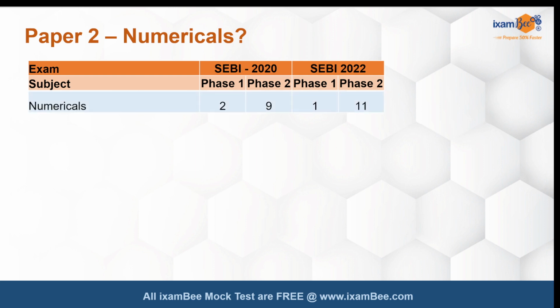So in 2020, in phase 1, there were only 2 numericals, very easy direct formula based numericals. In phase 2 also, the numericals were from easy to moderate level, but the number of numericals was higher at 9. Similarly, in 2022 also, in phase 1 there was only 1 numerical, while in phase 2 there were 11 numericals, right? So yes, numericals are definitely important, and their importance increases in phase 2 of the exam as compared to phase 1.